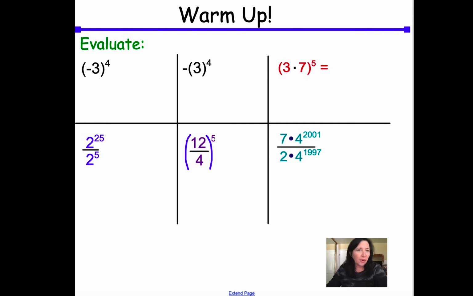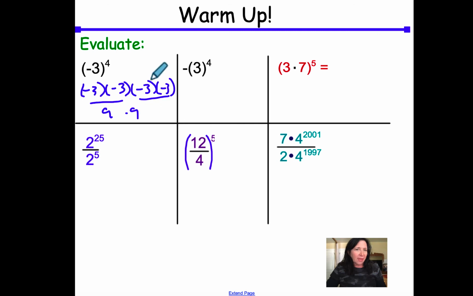So getting started, this is a review for exponents. So we've got negative 3 to the 4th power, which is going to be a positive number because it's an even number here. You're squaring twice a negative number. So basically just negative 3 times negative 3 times negative 3 times negative 3. And negative 3 times negative 3, 9 times 9, and this is just 81.